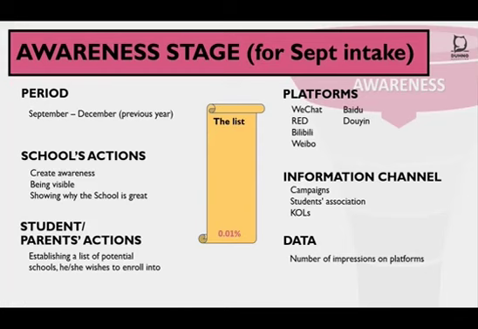A couple of platforms you can do awareness on: WeChat, Red, Bilibili, Weibo, Baidu, and Douyin. Basically, those are the platforms where most schools are communicating about awareness level. In terms of information channels, you can do campaigns. Activating a couple of campaigns with student associations or with KOLs can really help build up this awareness around the different web ecosystems. Having built your SEO before is also an important aspect.